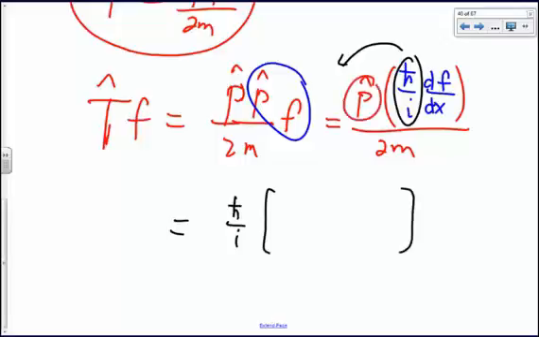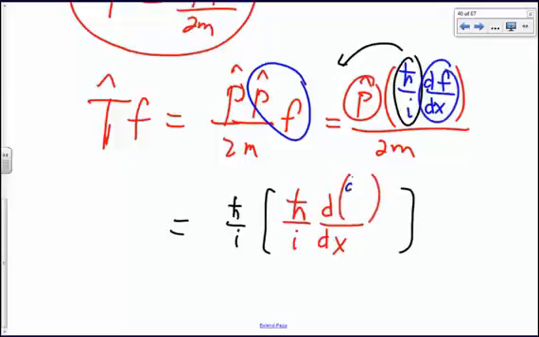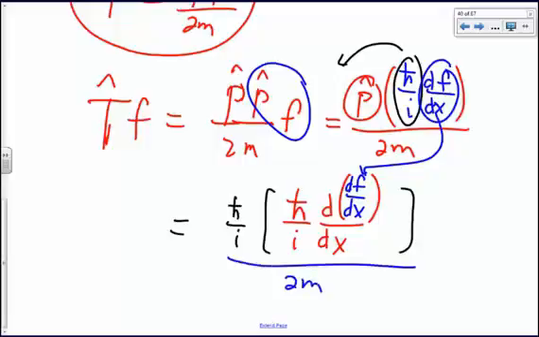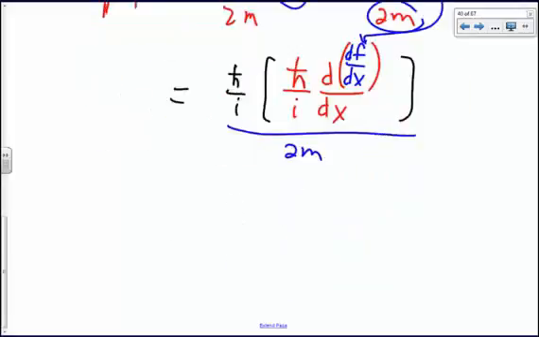P hat is h bar over i times the derivative with respect to x of this one right here, df/dx, right? That goes in there. And the whole thing is divided by 2m. Still have that 2m right there. So what do I get?